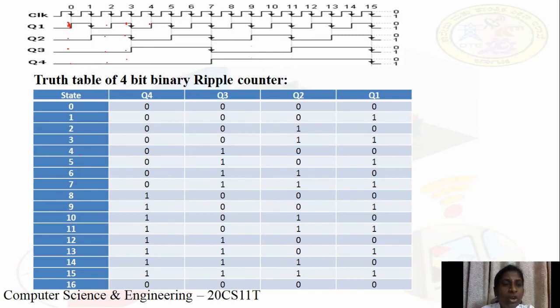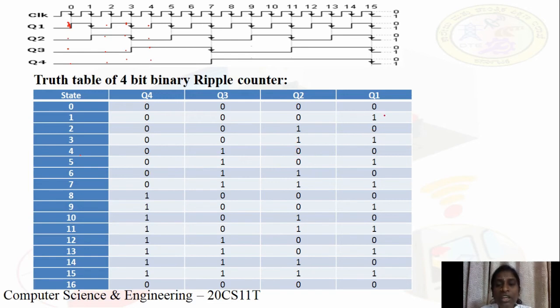For the fourth state, Q1 will be in the 0th state, then Q2 will be in the 0th state, Q3 will be in the 1 state, Q4 will be in the 0th state. That means 0, 0, 1, 0. The BCD conversion of 0, 1, 0, 0 is 4.